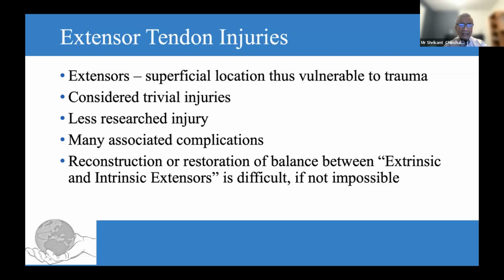Restoration of balance between extrinsic and intrinsic is very difficult, if not impossible, if there are any changes that have occurred at any of these levels, whether it be intrinsic or extrinsic. The reason behind that is the biomechanics is so complex that getting everything working together beautifully again becomes very challenging.